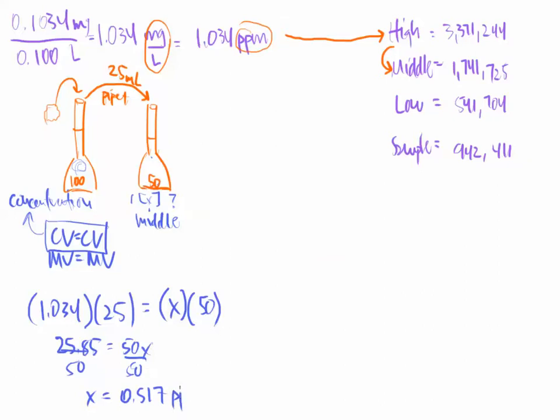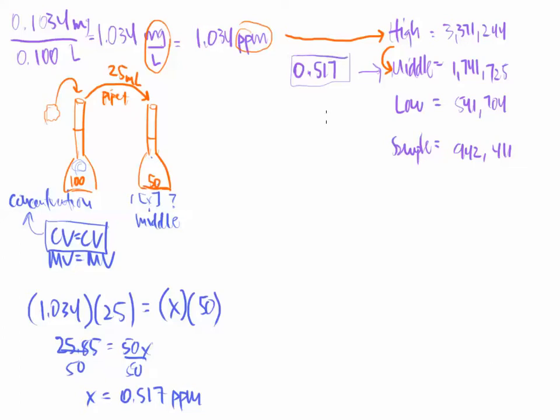And this is ppm. My unit started off in ppm. My unit ends up in ppm. Okay, so over here, my high concentration was 1.034. My middle concentration, just now solved for that, that was 0.517.